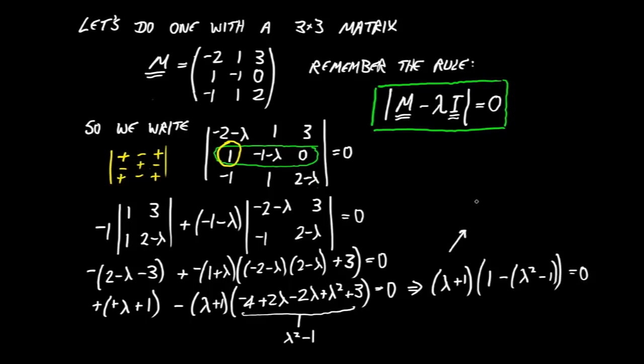Now the way that can be 0 is either the first term is 0, which requires lambda is equal to minus 1, so there's one eigenvalue for us, that's one option. One of our eigenvalues has been found.